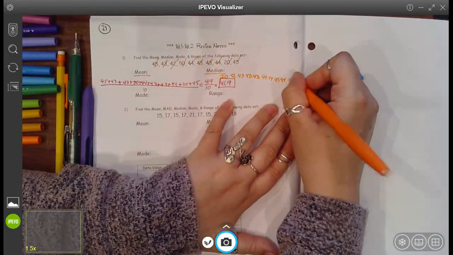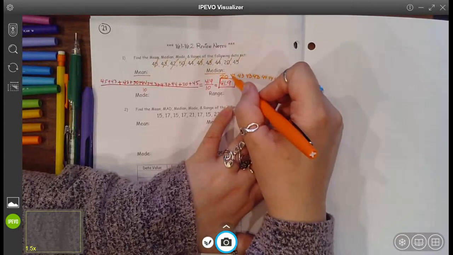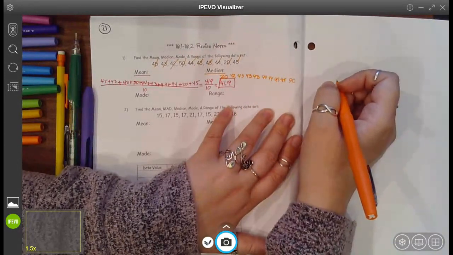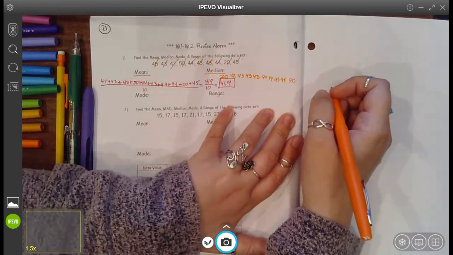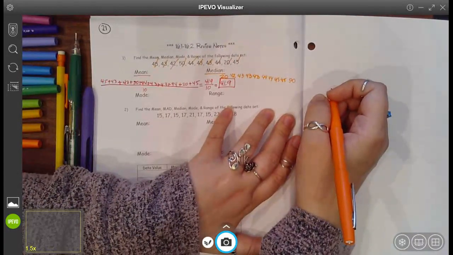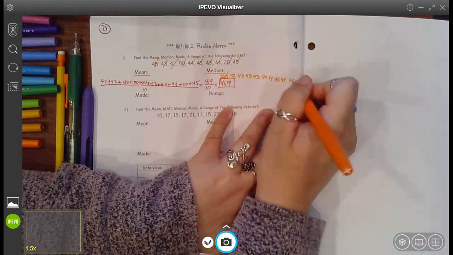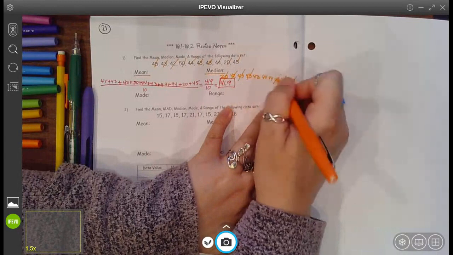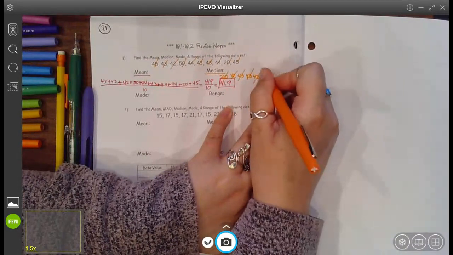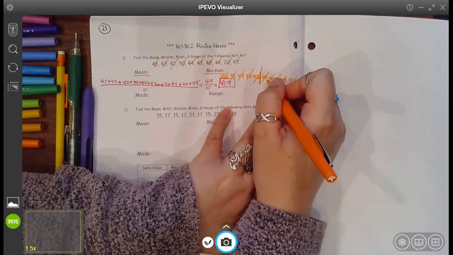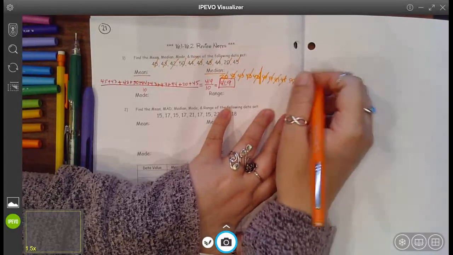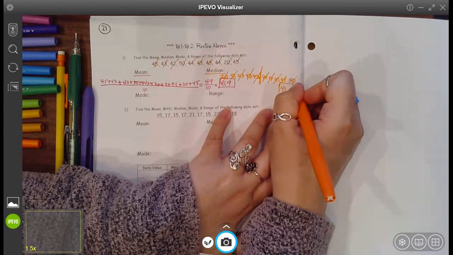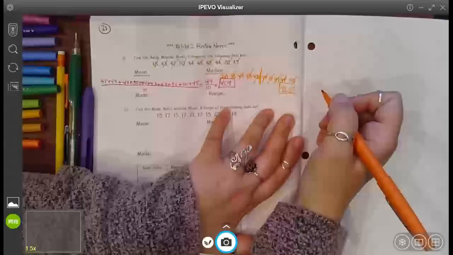Okay, let's just double check that I got all 10 numbers. 1, 2, 3, 4, 5, 6, 7, 8, 9, 10. Yes. Okay, now that they're all in order from least to greatest, I'm going to cross off until I get that middle number. Okay, so first, last, first, last, first, last, first, last, first, last. It's between 43 and 44. What's between 43 and 44? 43.5.